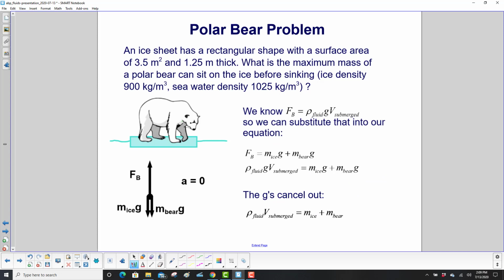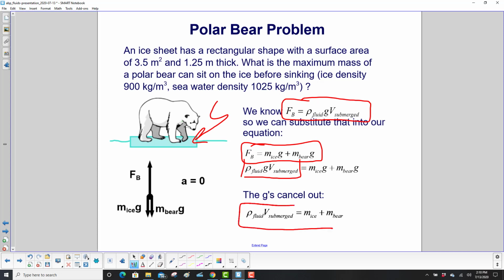In the beginning of this problem-solving techniques, we emphasize that the buoyant force is equal to the density of the fluid times the gravitational acceleration times the volume of the submerged object. In this case, the submerged object is going to be the ice. So the buoyant force, this was from the previous slide, is equal to the two masses times g, the mass of the ice and the mass of the bear. We replace the buoyant force with this expression, and what do you notice? The g's cancel out, so we're left with a much simpler equation.